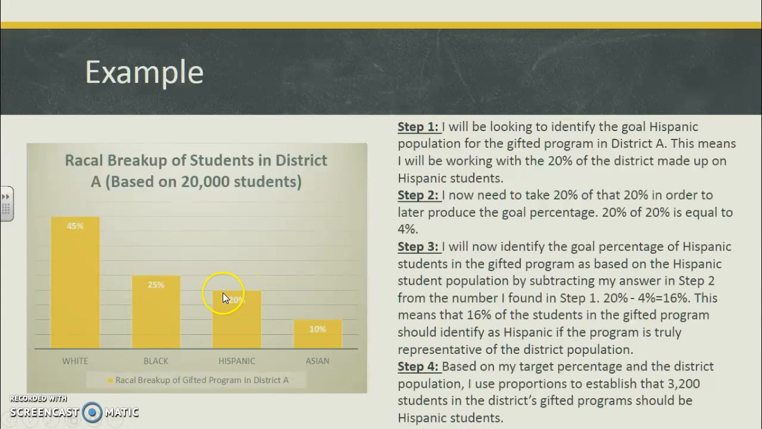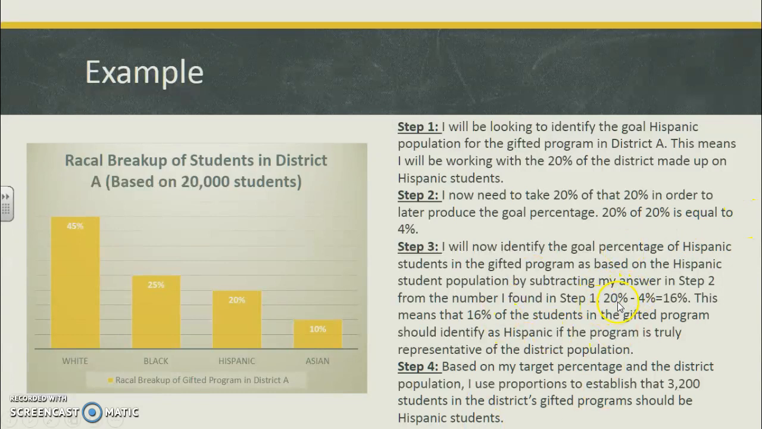Now for step 2, I'm going to take this 20% and I'm going to take 20% of that 20%. Go ahead, use a calculator. You're good. 20% of 20% is going to be 4%. So overall, we're looking at 4% of the students in the gifted program that we should be looking at being Hispanic.